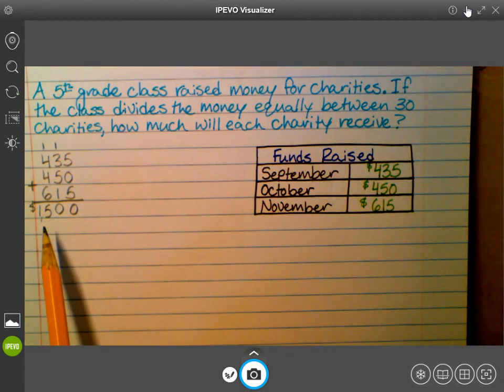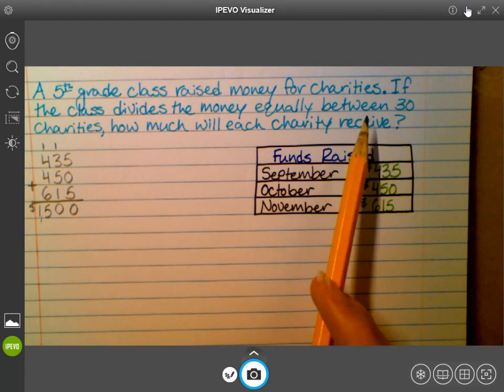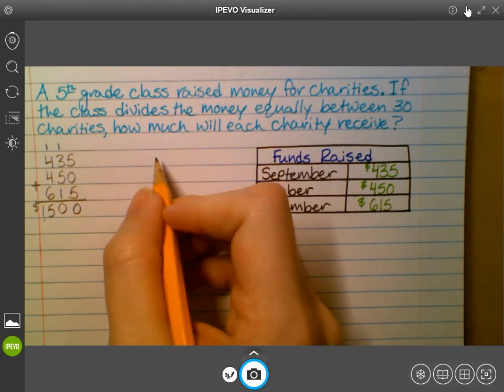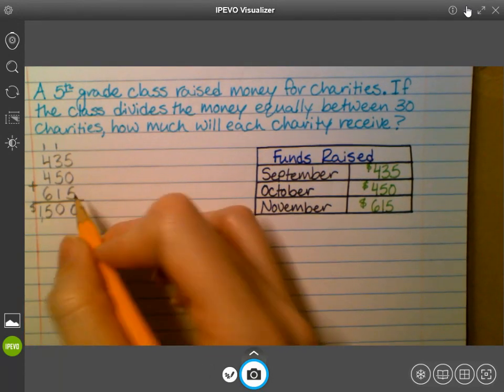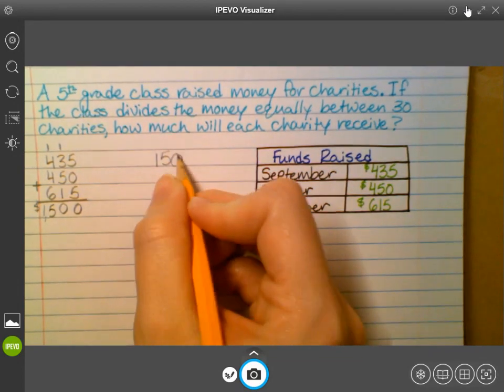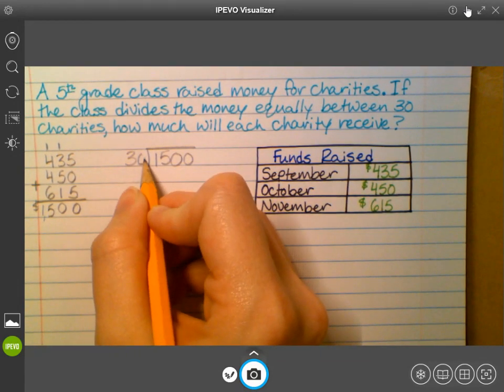Now that we have the total amount raised, we can take this total and divide it by the number of charities they're splitting it between, which is 30. So then I would set up my division problem. I would put the dividend, the 1,500, inside, because that's the number we're splitting up, and the divisor, 30, the number we're dividing by, on the outside.